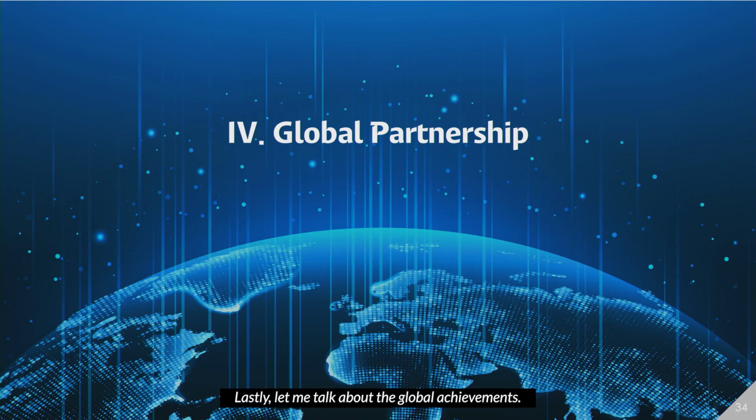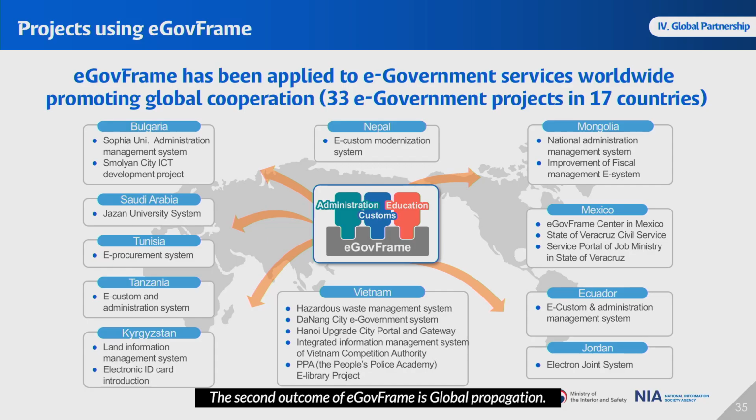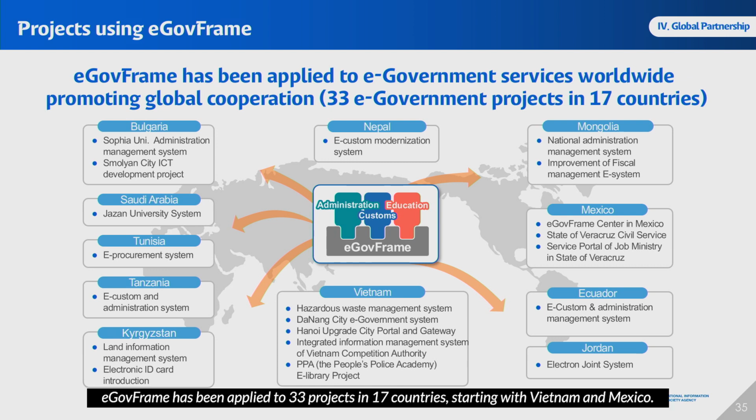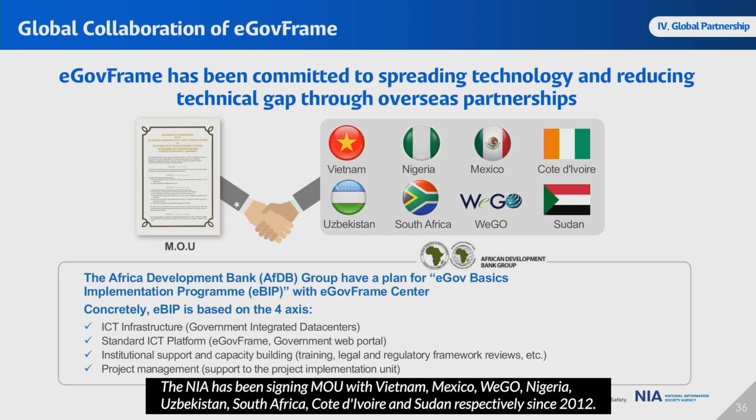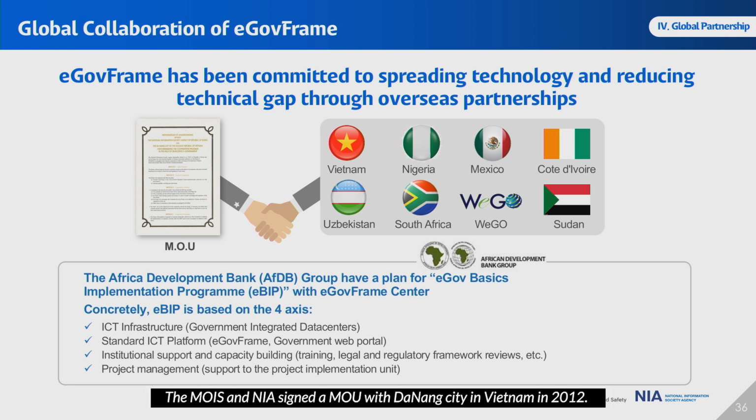Lastly, let me talk about the global achievement. The second outcome of eGovFrame is global propagation. eGovFrame has been applied to 33 projects in 17 countries, starting with Vietnam and Mexico. The NIA has been signing MOUs with Vietnam, Mexico, Uyghur, Nigeria, Uzbekistan, South Africa, Cote d'Ivoire, and Sudan, respectively, since 2012. The MOIS and NIA signed the MOU with Da Nang City in Vietnam in 2012.